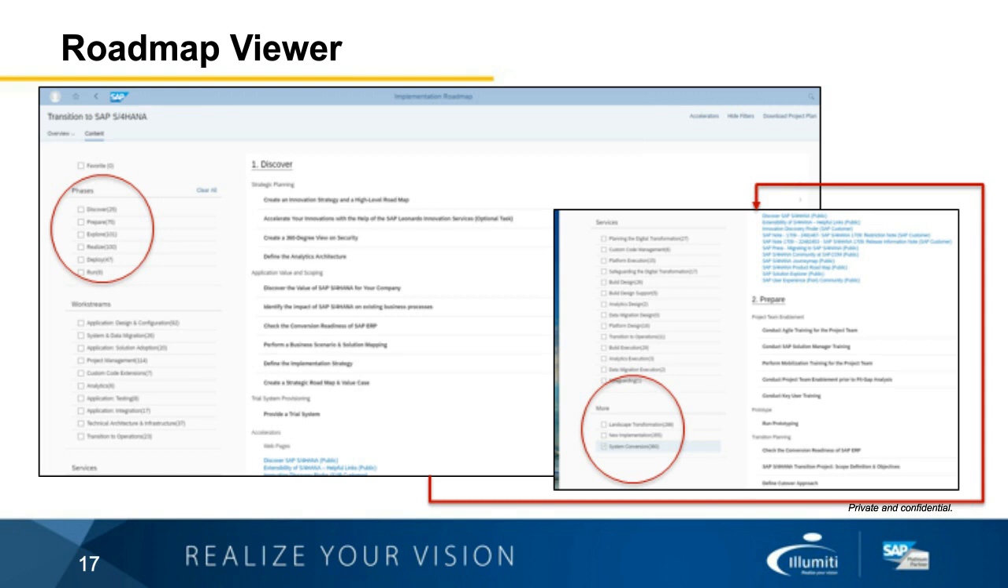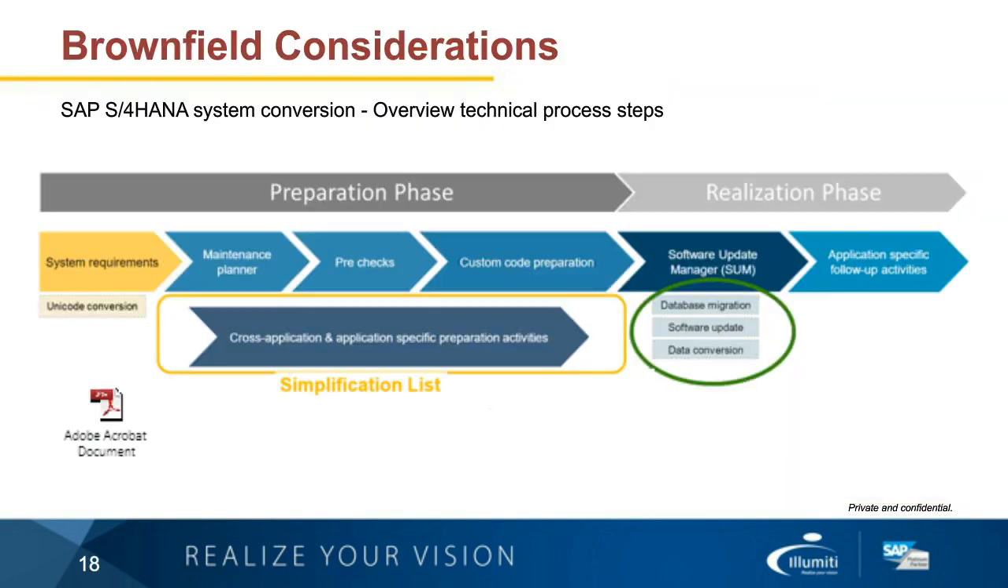So that's the roadmap viewer. You can also go into actually building out your project plan once you've decided the scope of your implementation. And SAP will actually deliver a basic project plan for you that you can then build on to deliver your solution. So this is independent of the path that you've chosen.